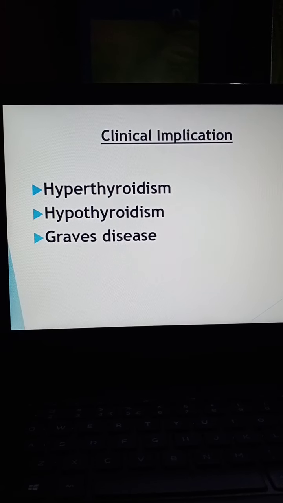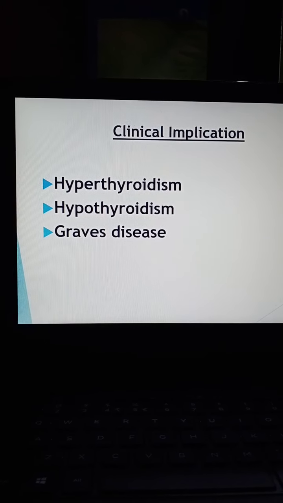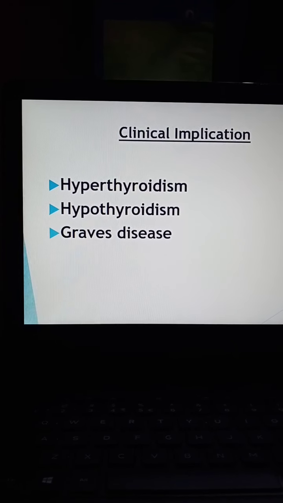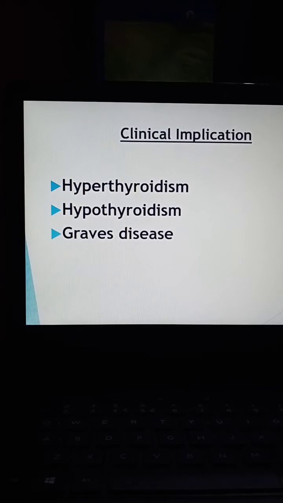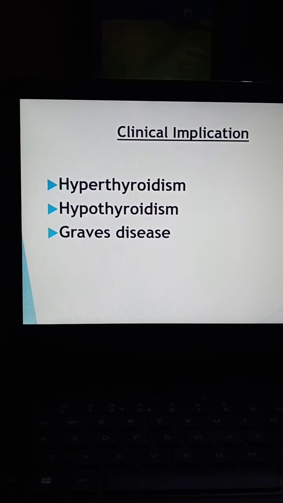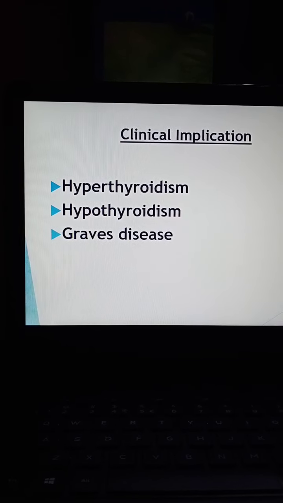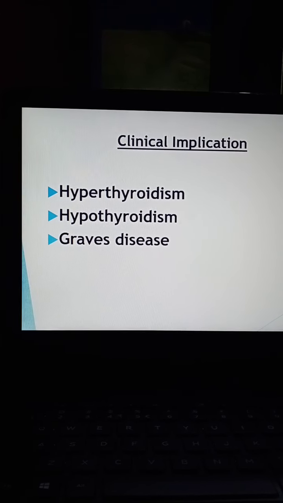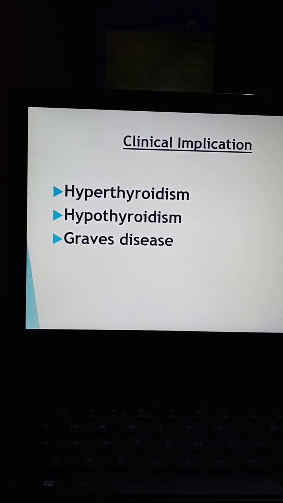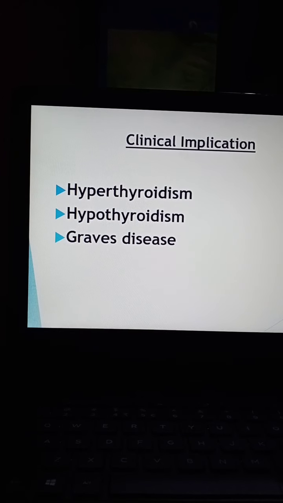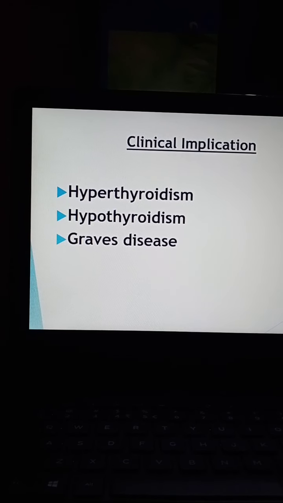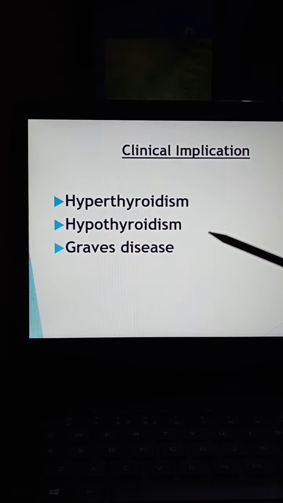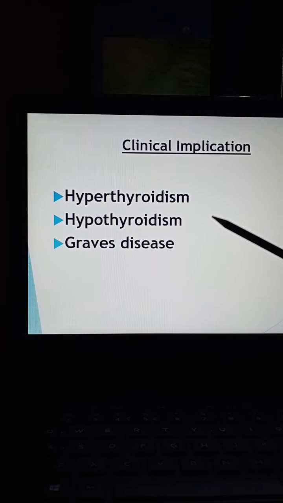What is this Graves disease? It is also called primary hyperplasia or Basedow's disease. This is an autoimmune disease where you will get goiter, then toxic goiter also. Various conditions are there where the eyeball is also affected because of Graves disease. So I think this is sufficient to know at this level about the clinical implication related to the histology of the thyroid gland.